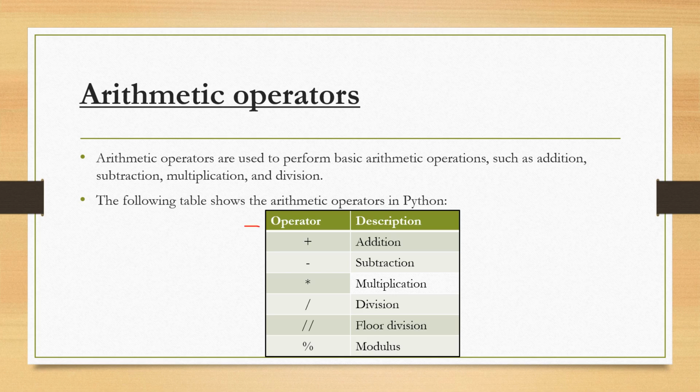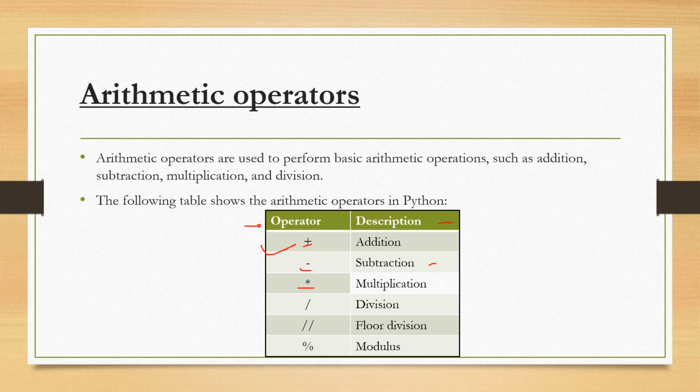On the left side, these are the operators, and these are the descriptions of those operators. The first one is the plus sign, which means it is an addition operator. We are going to perform addition by using plus. Then this is the minus symbol. It is used for subtraction. We are aware of that.